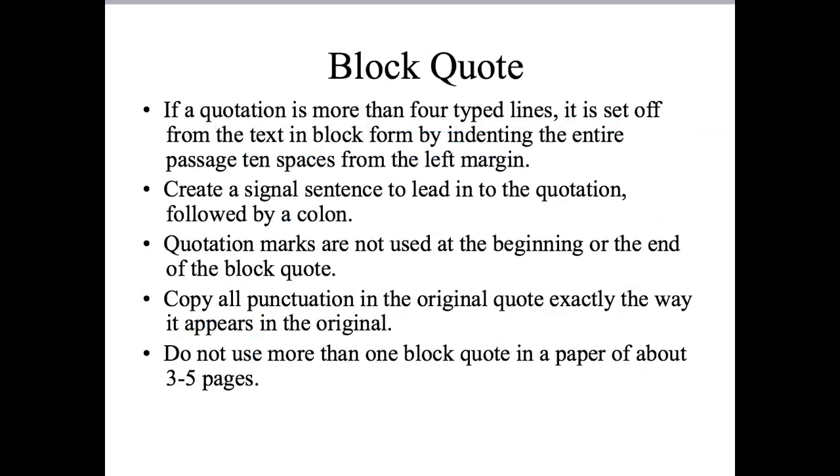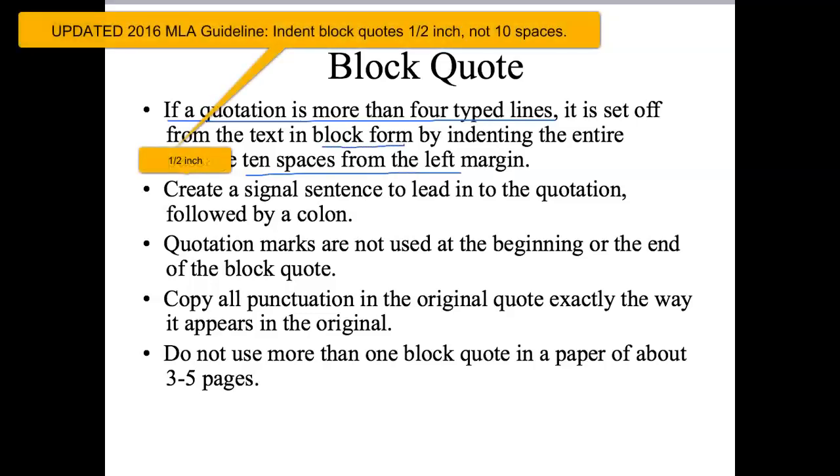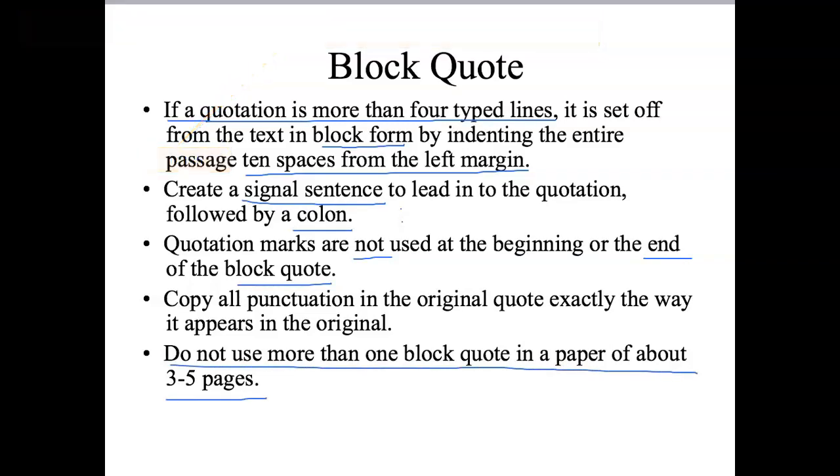And then finally, the block quote. The block quote is what we use if a quotation is more than 4 typed lines. What we do is set it off from the text in block form by indenting the entire passage 1/2 inch from the left margin. You do need to create a signal sentence to lead into the quotation and follow it with the colon. Quotation marks are not used at the beginning or the end of the block quote. Copy all punctuation in the original quote exactly the way it appears in the original. And do not use more than 1 block quote in a paper of about 3 to 5 pages. So do not overuse the block quote.